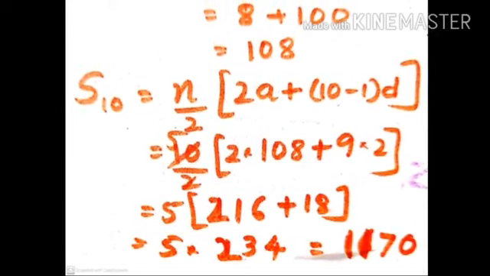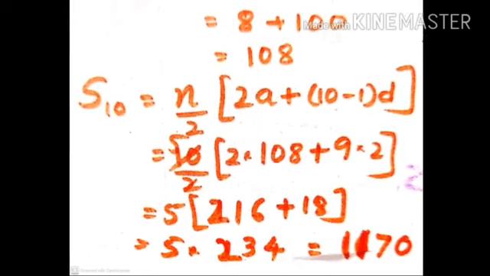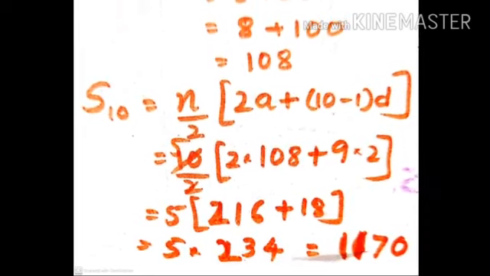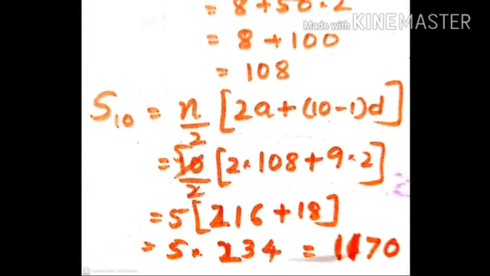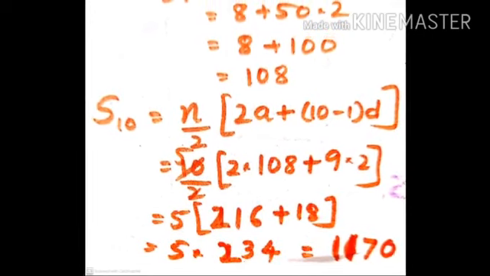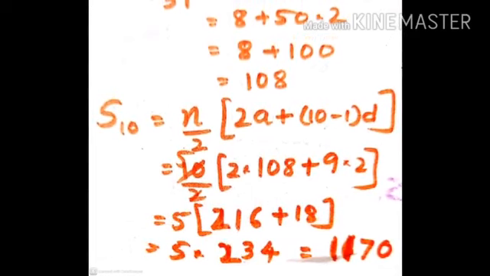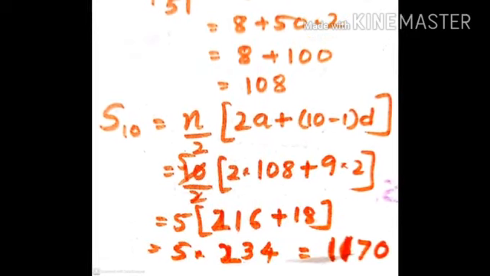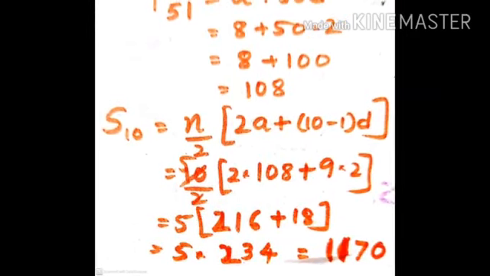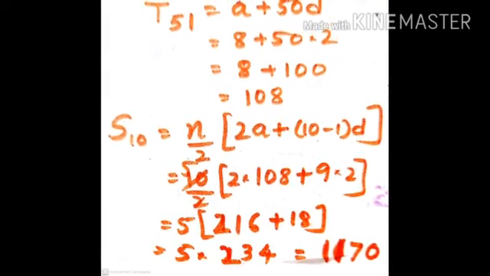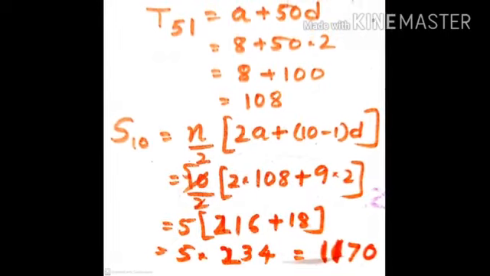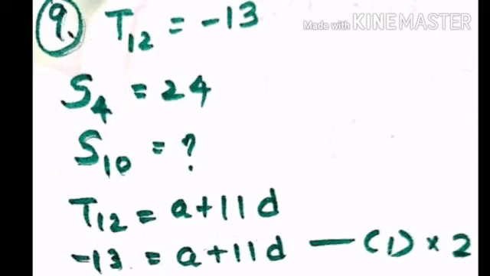So students, you have to think accordingly here that if we want to find the last 10 terms, then which will be the first term in the last 10 terms? That is term 51 to term 60, because there are 60 total terms in the AP. It is already given in the question. Now we move on to question number 9. In an AP, if the 12th term is minus 13 and the sum of its first 4 terms is 24, find the sum of its 10 terms.